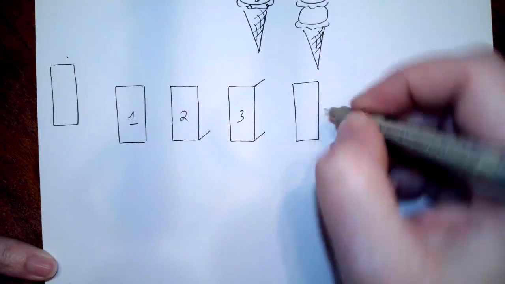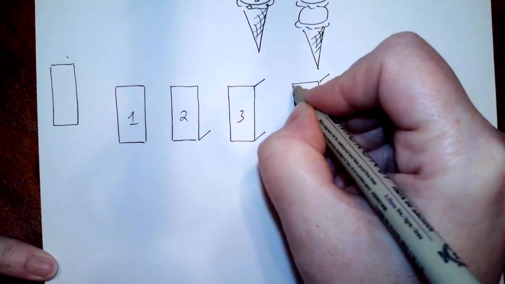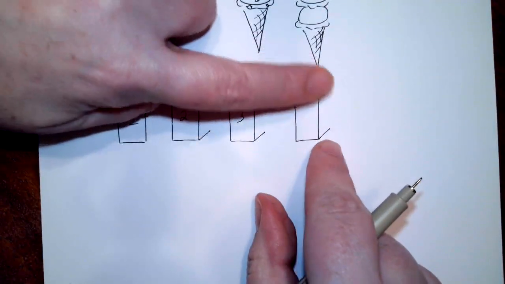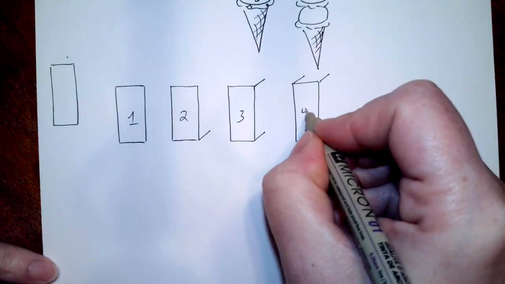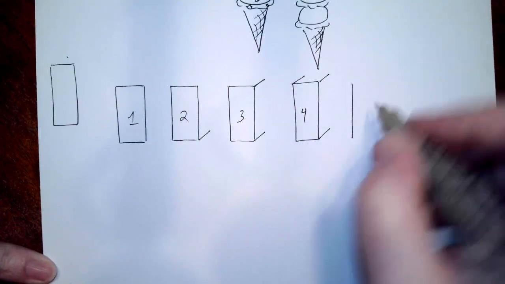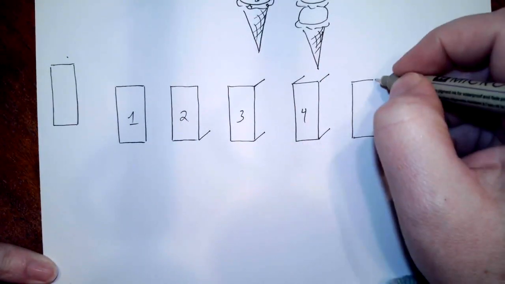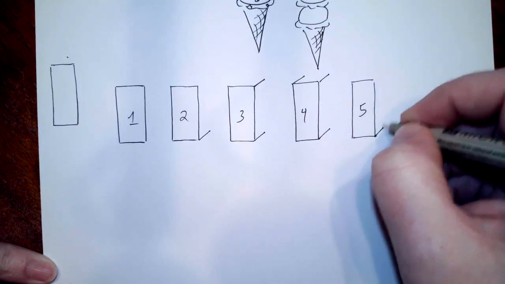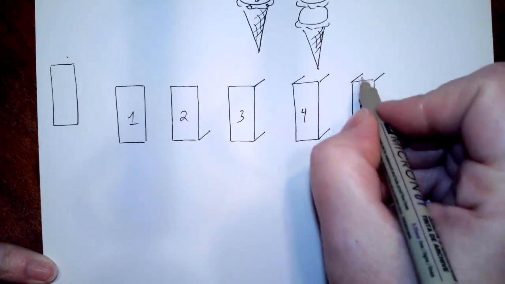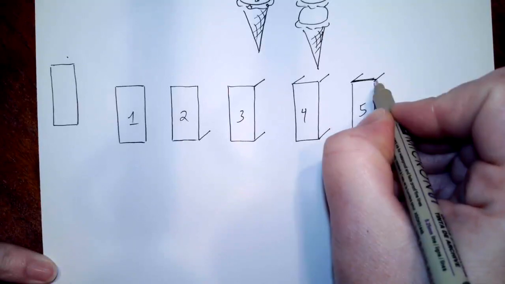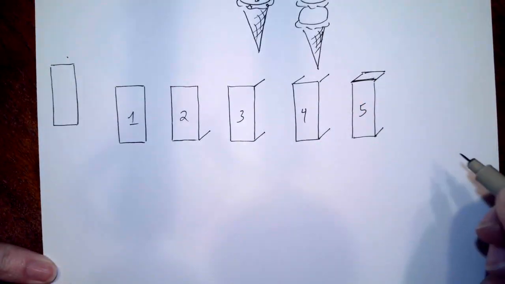Step 4, diagonal, diagonal, diagonal. So all three of these are the same direction. Step 5, diagonal, diagonal, diagonal. This is horizontal here. This must be horizontal here.